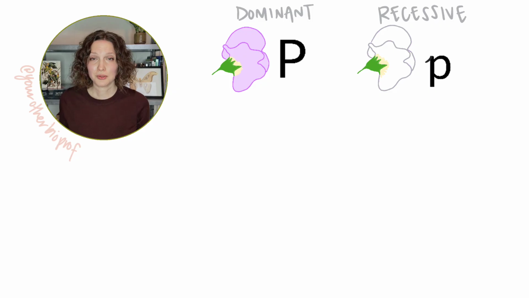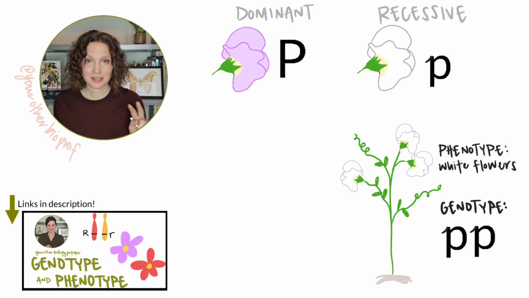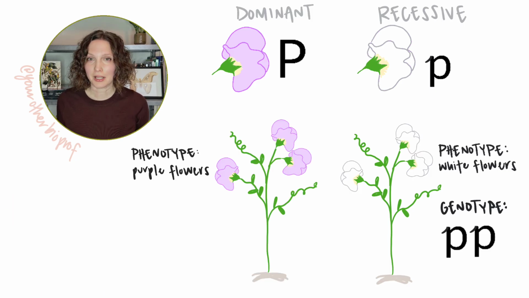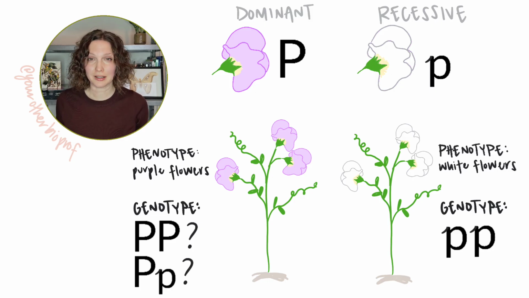You're out in the garden and you see a plant with white flowers. What's its genotype? Little p, little p. You need 2 copies of that little p recessive allele in order to get white flowers. Next to it, you see a plant with purple flowers. What's its genotype? Well, it could be big P, big P, or it could be big P, little p. Either of those genotypes would get you the purple flower phenotype.